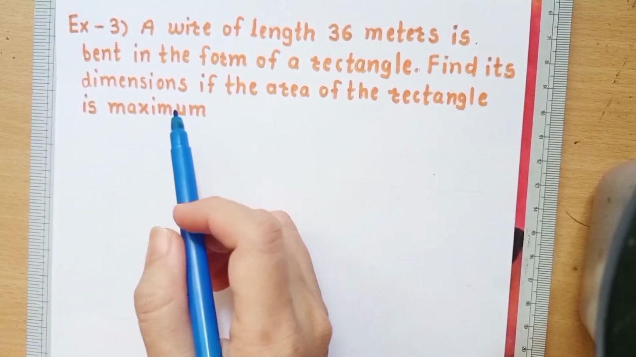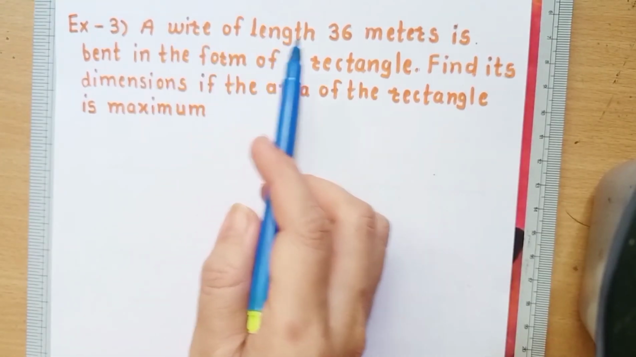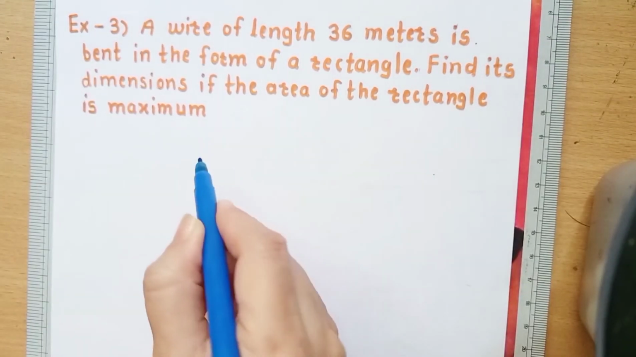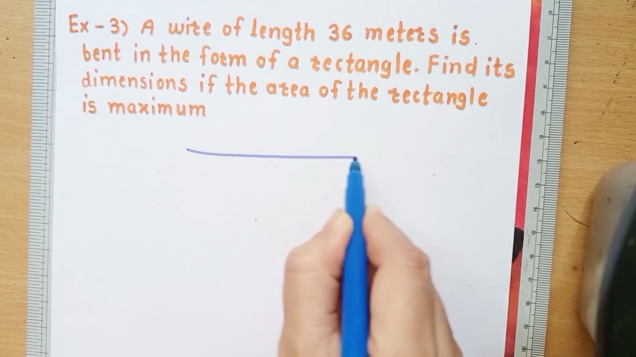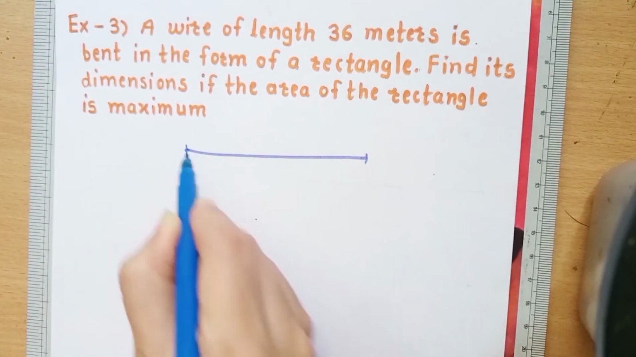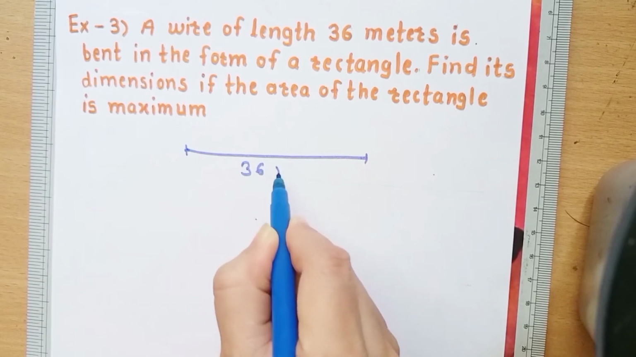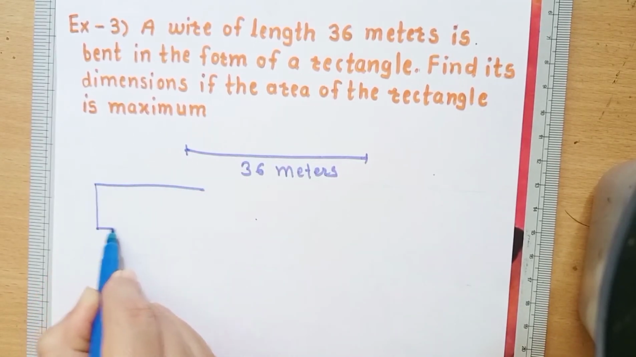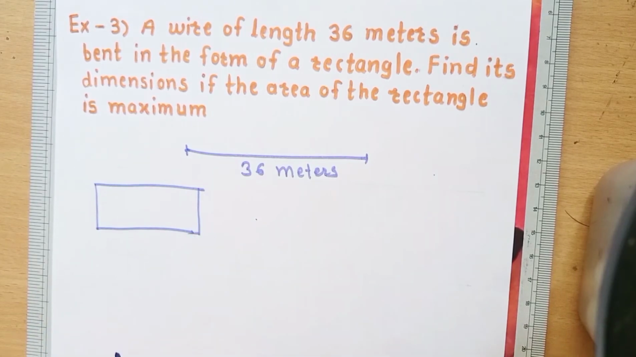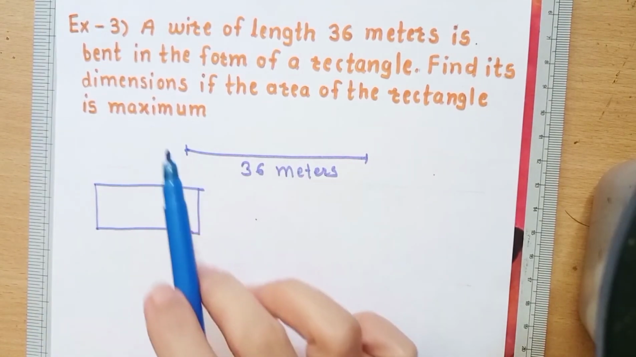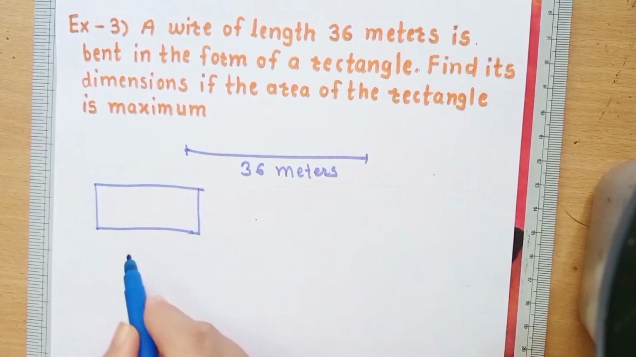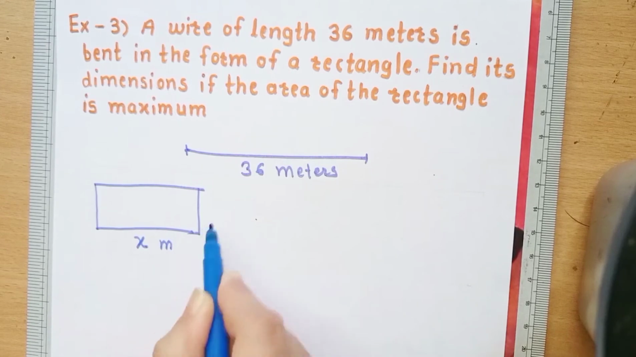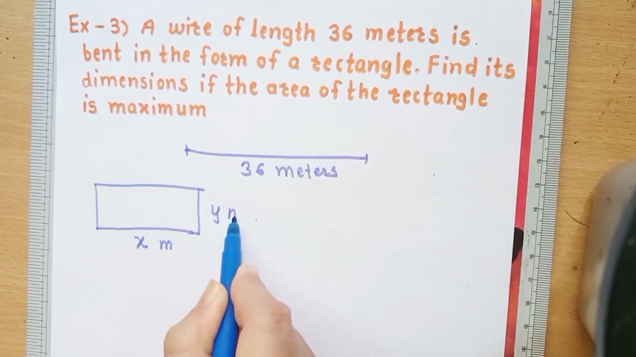This is our example. A wire of length 36 meters is bent in the form of a rectangle. So suppose this is the wire which is 36 meters. This is bent into this rectangle. Now find its dimensions. That means let the length of the rectangle be x meter and breadth be y meter.